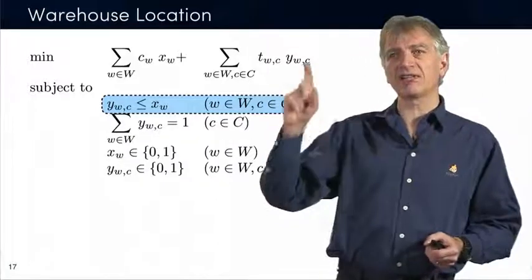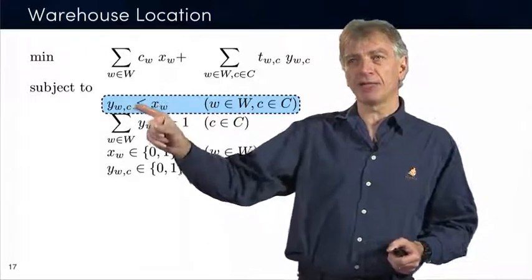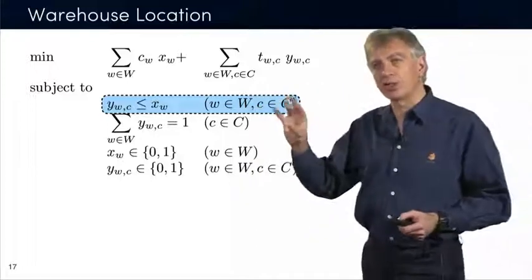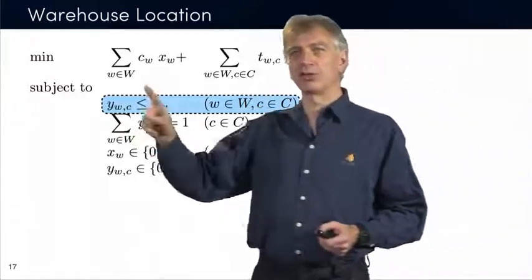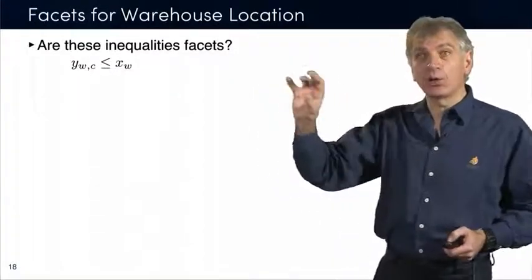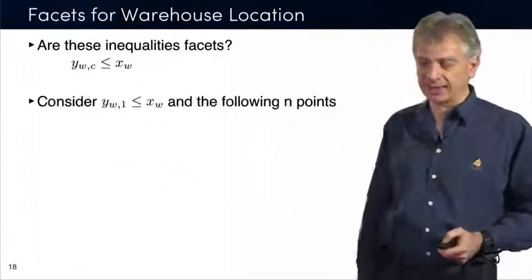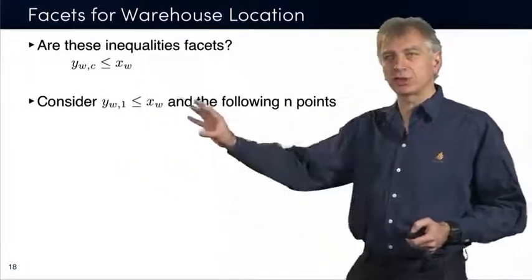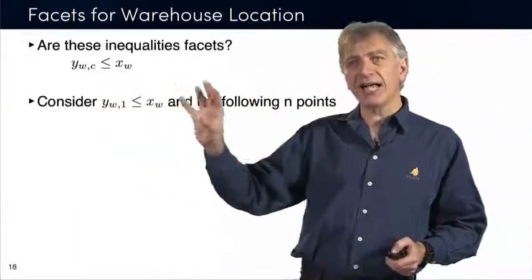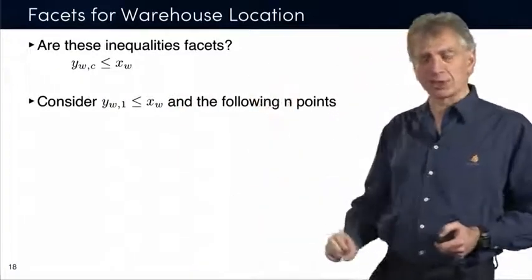Warehouse W is open means XW is equal to 1, and then obviously what you need to have is YWC smaller or equal to the value of XW. That's what you see over here. Okay? So in a sense, what you can wonder is, are these inequalities facets of the convex hull? So what you need to do is look at these constraints at equality instead of inequalities, and find n points which are affinely independent.